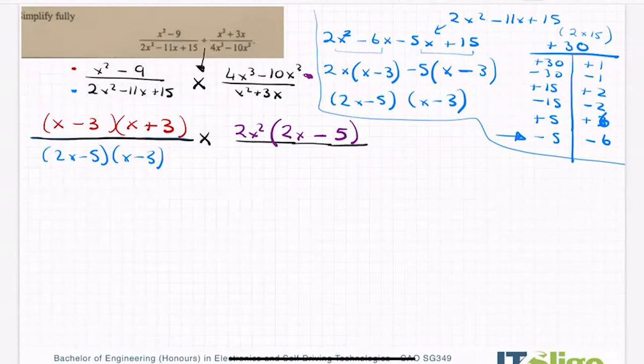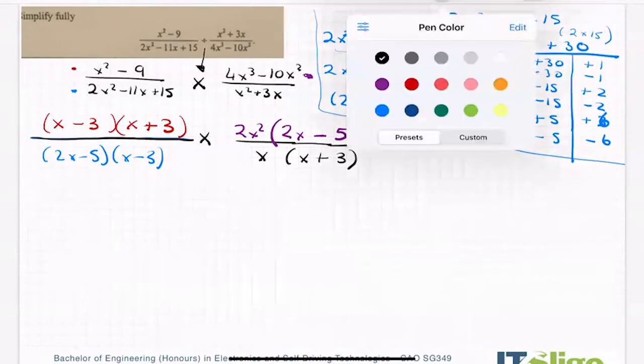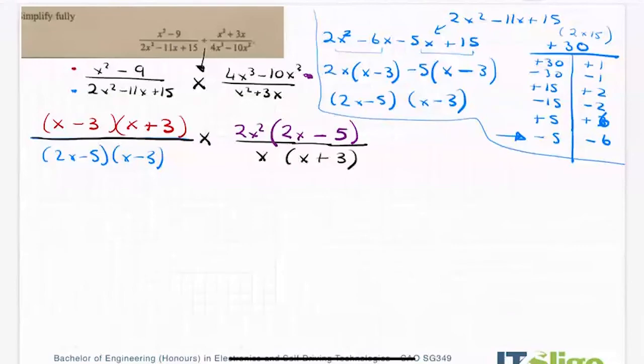Okay, so then on the bottom we have x squared plus 3x. So again, not a quadratic. Take out the highest common factor, which in this one would be just an x. Okay, and then you hope loads of it cancels at this stage to make it easier on you. Okay, so we have a 2x minus 5, a 2x minus 5. That's good. We have an x minus 3, an x minus 3. We have an x plus 3 and an x plus 3.